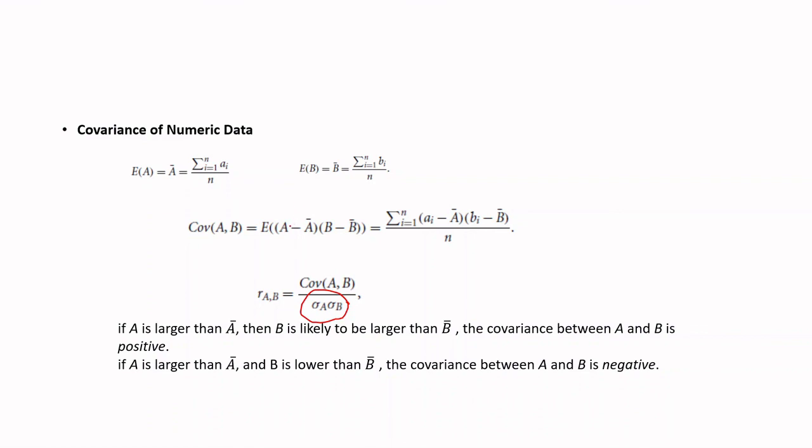So the covariance value is not in the range -1 to +1. When A and B are positively correlated, that is when A increases, B also increases, which means you will have a positive value here. If A is larger than A bar, then B is larger than B bar, and the covariance between A and B will be positive. When they are positively correlated, you have a positive number. But if A is larger than A bar and B is smaller than B bar, that is when A increases, B decreases, then the covariance is said to be negative.